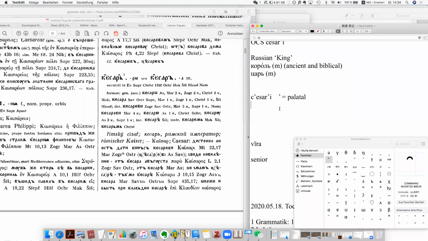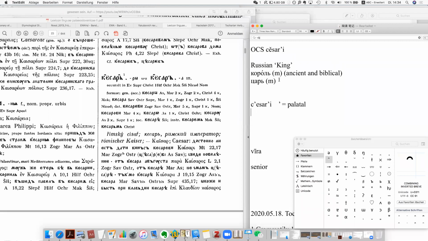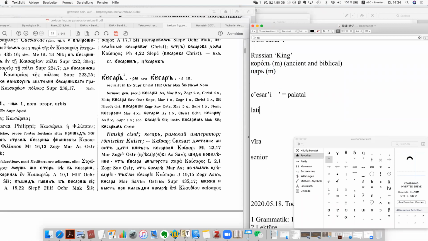This is actually from, in Greek it's called Kaisar, and in Latin it's called Caesar. So you can just guess what is the etymology of Tsar. What is the etymology of Tsar? It's actually come from the Latin name of Caesar. So this is the etymology for this word. And then what is the etymology of this word?